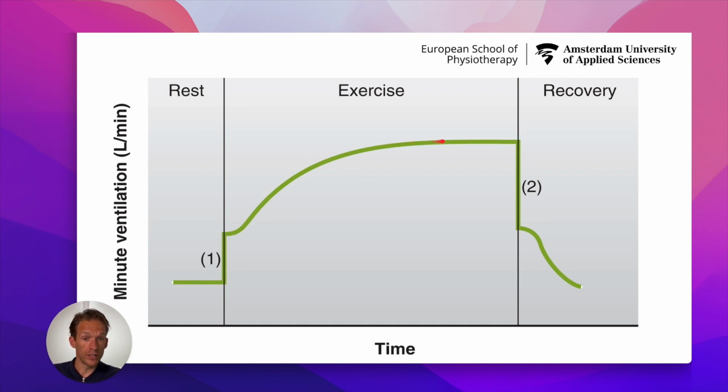And then you can see that your minute ventilation, if the exercise is a steady state exercise, will reach a certain steady level at some point. And then as soon as you stop the exercise, you can see a pretty much radical drop in the minute ventilation, and that will then lower slightly further.